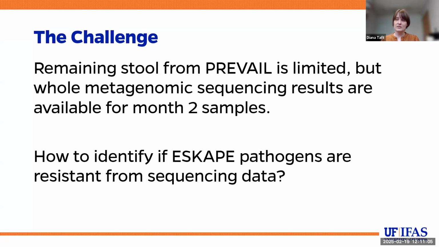Because so many resistance genes are on transposons, they're on plasmids, they can be shared across multiple species. How can you be sure that the species you most care about is the species that carries the resistance gene, especially when all you have is metagenomic sequencing, so you don't have individual isolates you can test.